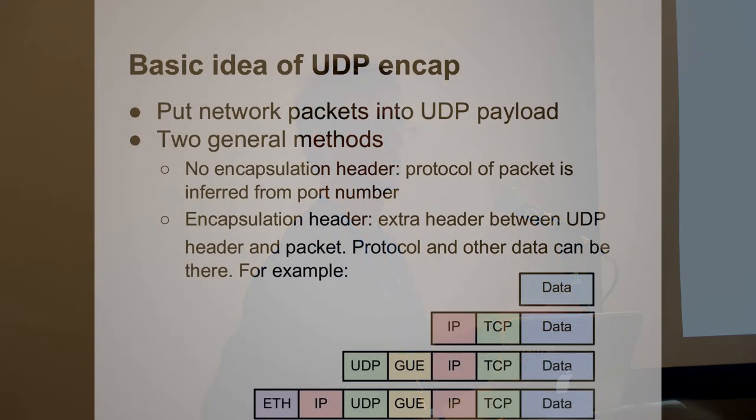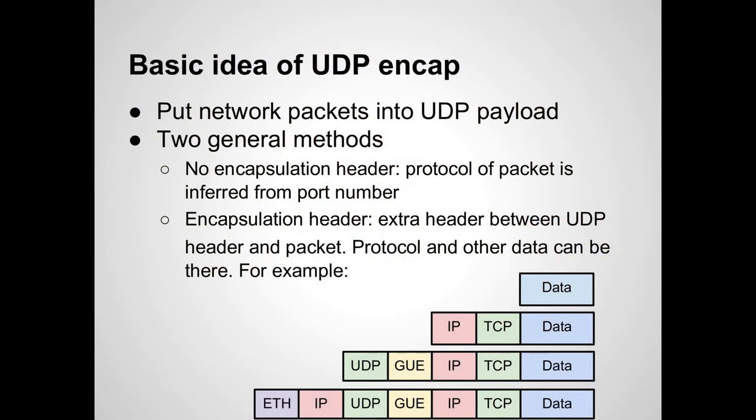So the basic idea of UDP encapsulation is actually pretty simple. We have a networking packet. Sometimes it's an IP layer packet, could be an Ethernet packet, whatever. And what we do is we put this into the UDP payload in some fashion. There are two methods that are done. One is that immediately following the UDP header is a packet. The other one is that immediately following the UDP header is another encapsulation header, and then a packet.